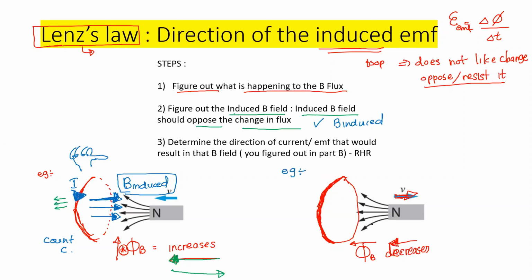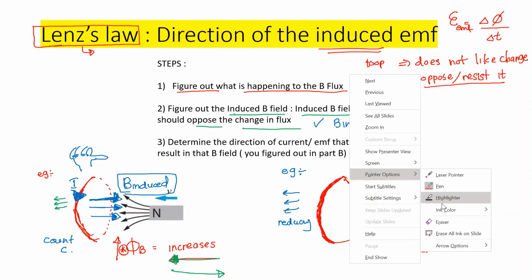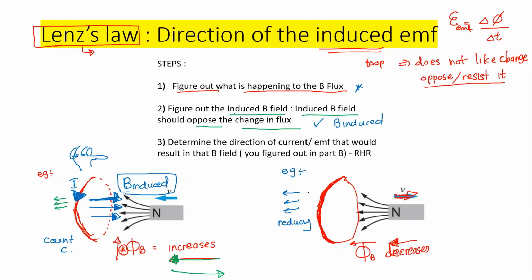So here what is happening? The magnetic field this way is reducing, right? That is what is happening. That's step one. Magnetic field this way is reducing, but it doesn't like change. It doesn't like reduction. So it should create a magnetic field in the same direction to stop it, right? So the induced magnetic field is also this way.